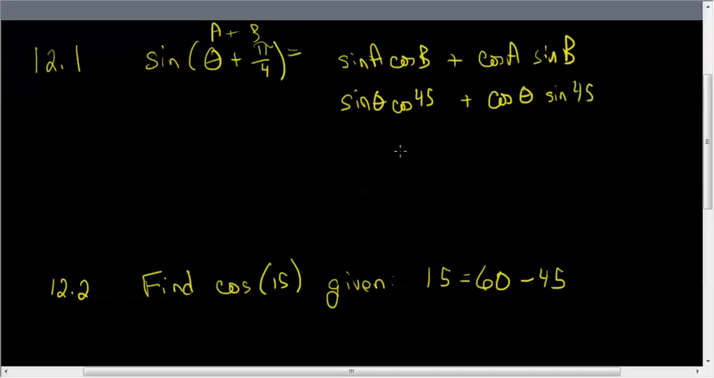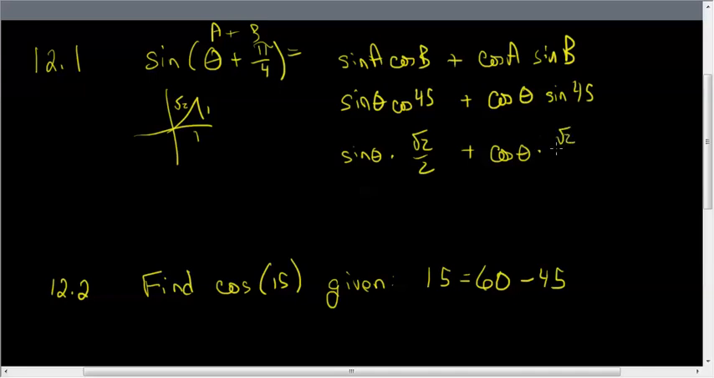Well, the cosine of 45 and the sine of 45, we know that those are both 1 over square root of 2. And so this becomes the sine of theta times square root of 2 over 2 plus cosine theta times square root of 2 over 2. Factor that out.